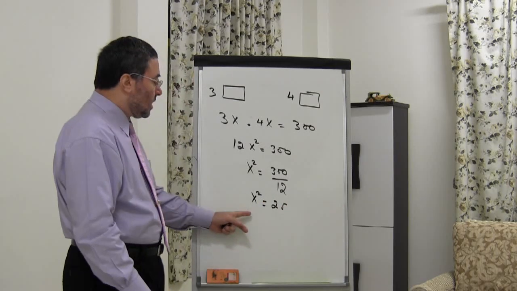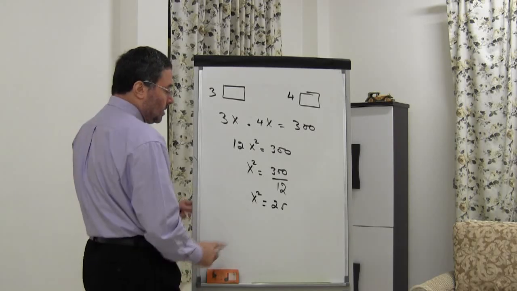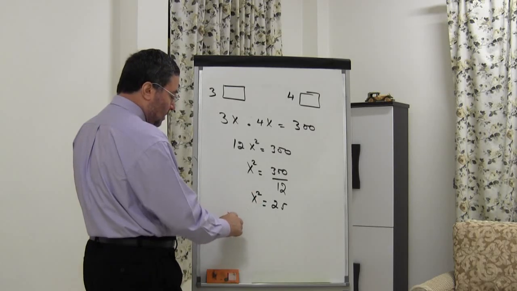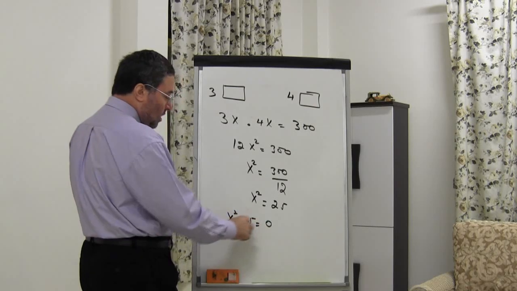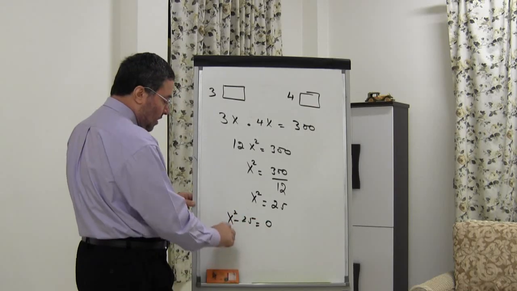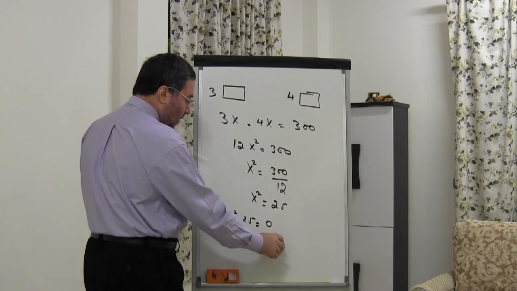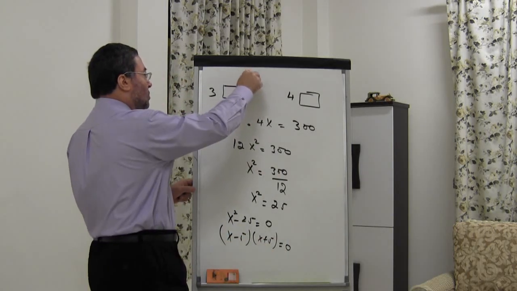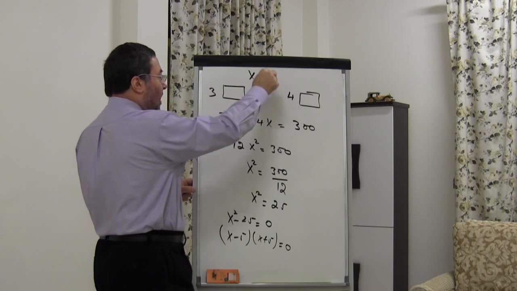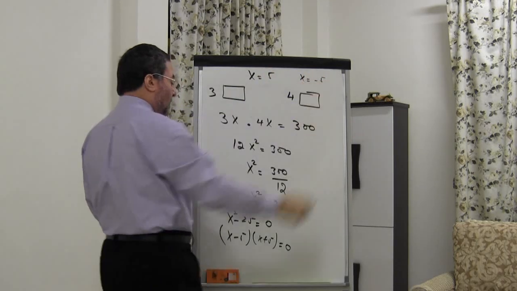Now right away you can say x equals plus or minus 5, and we'll see why it is plus or minus 5. Here we get x squared minus 25 equals 0. This is the difference of two squares. If you factor it, x minus 5 into x plus 5 equals 0, and then you get two values for x. You get x equals 5 and x equals minus 5.